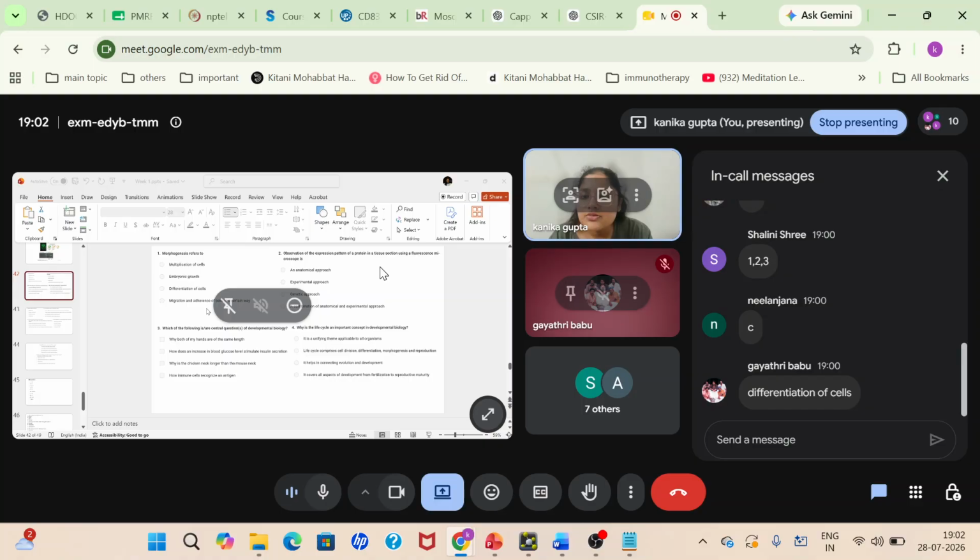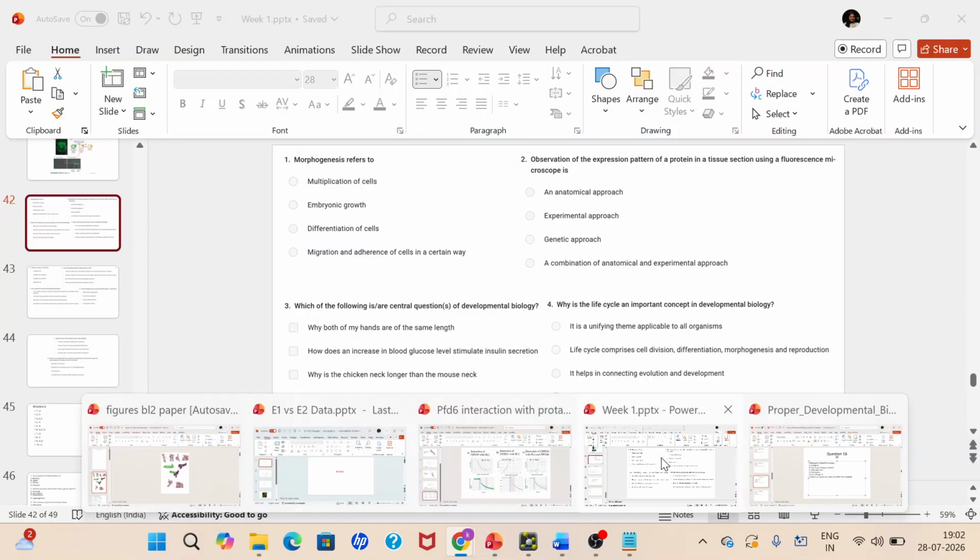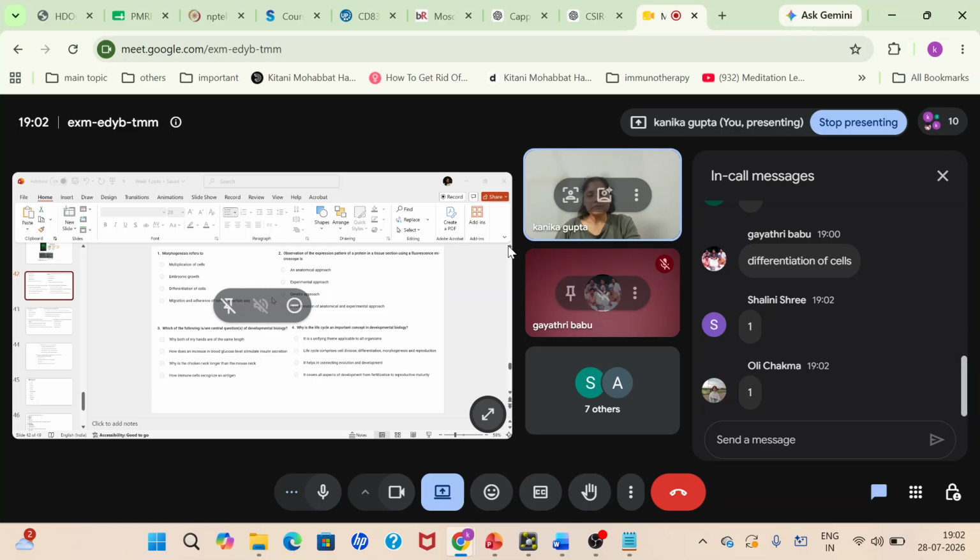Next question is, observation of the expression pattern of a protein in a tissue section using a fluorescence microscope is what kind of an approach? Question number two, everyone. I hope the questions are visible to you guys on the screen. It's an anatomical approach. Yes.